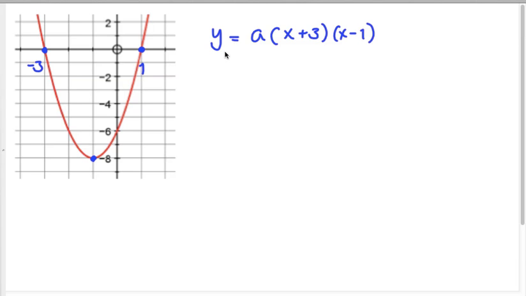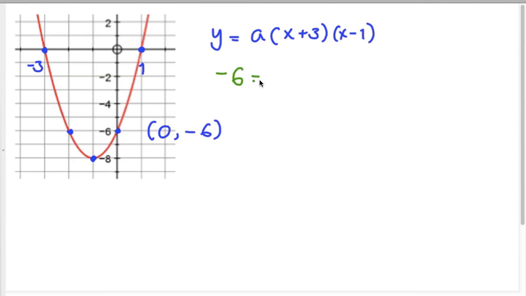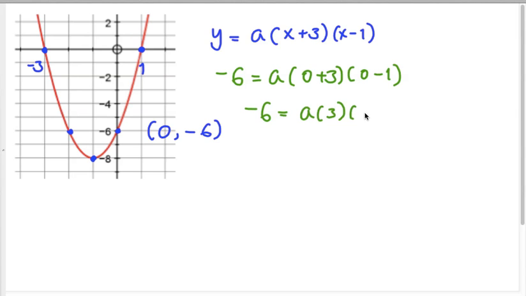Okay? So I need to find the a value. Well, all you needed was an extra point. You can do the y-intercept, it really doesn't matter. I'm going to do the y-intercept because plugging in 0 for x is much easier, and you can do this point if you want. Anything other than the x-intercepts that you already used, you can just plug it in. Alright, then I'm going to change the color to green. Negative 6 is equal to a times 0 plus 3 and 0 minus 1, and you get negative 6 is equal to a times 3 times negative 1. Negative 6 is negative 3a, so a is equal to 2.